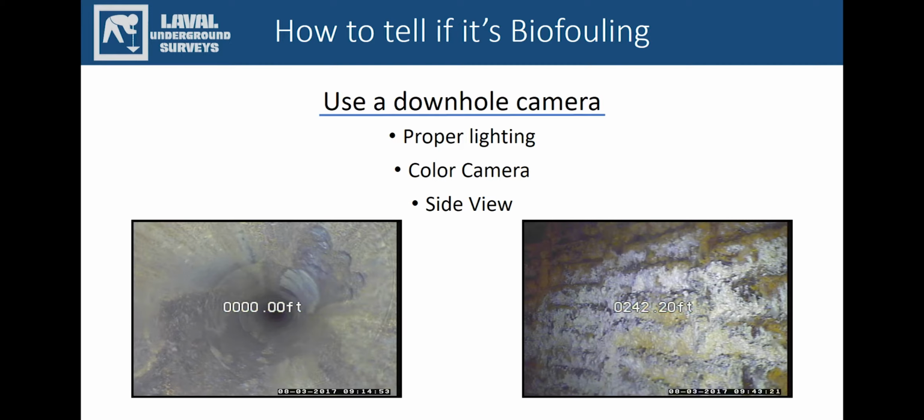The third thing you'll want to make sure you have is a side view on your camera. Unless you're looking in a very small hole, likely 5 inches or less, a side view will help you see where the biofouling is located and how bad the fouling really is. Using a camera for before and after treatments will help give you a good idea of how well the cleaning really went.